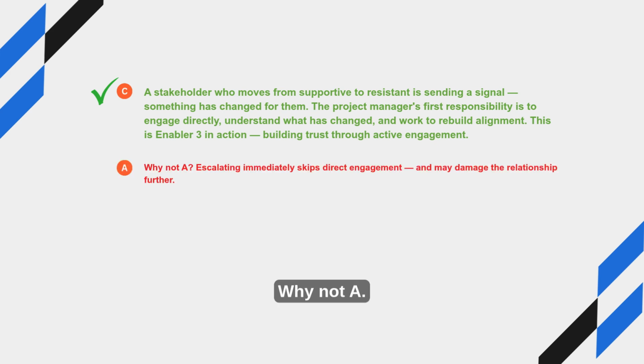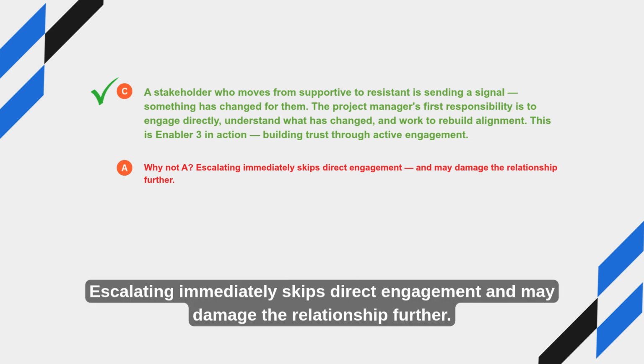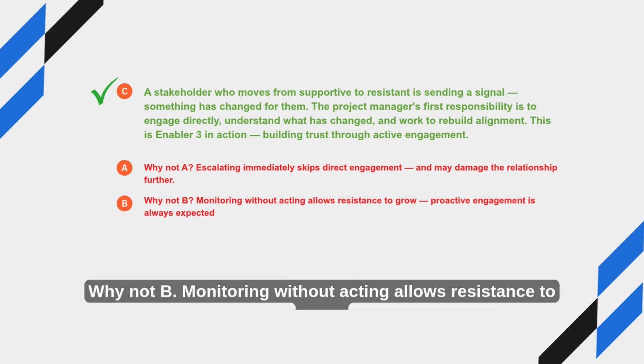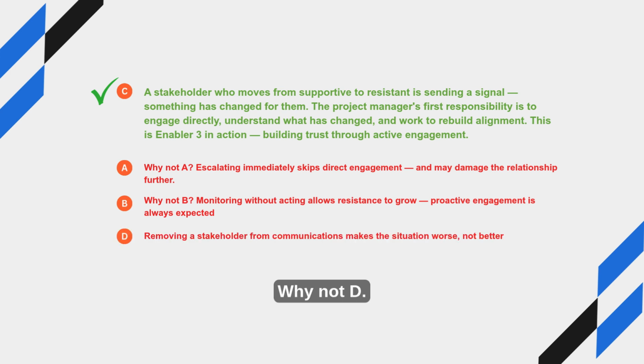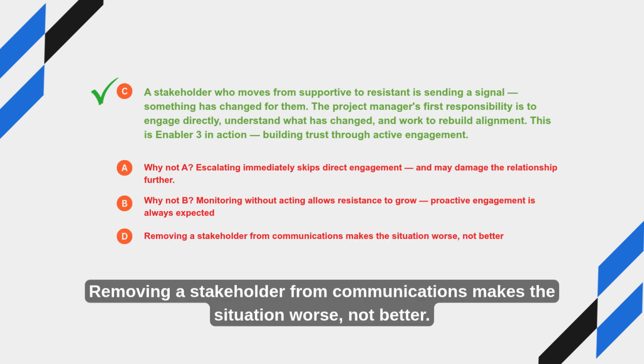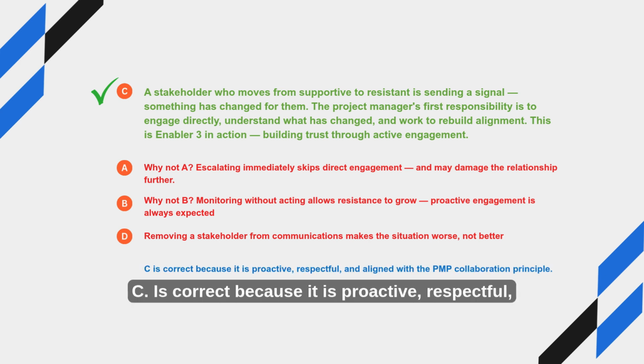Why not A? Escalating immediately skips direct engagement and may damage the relationship further. Why not B? Monitoring without acting allows resistance to grow. Proactive engagement is always expected. Why not D? Removing a stakeholder from communications makes the situation worse, not better. C is correct because it is proactive, respectful, and aligned with the PMP collaboration principle.